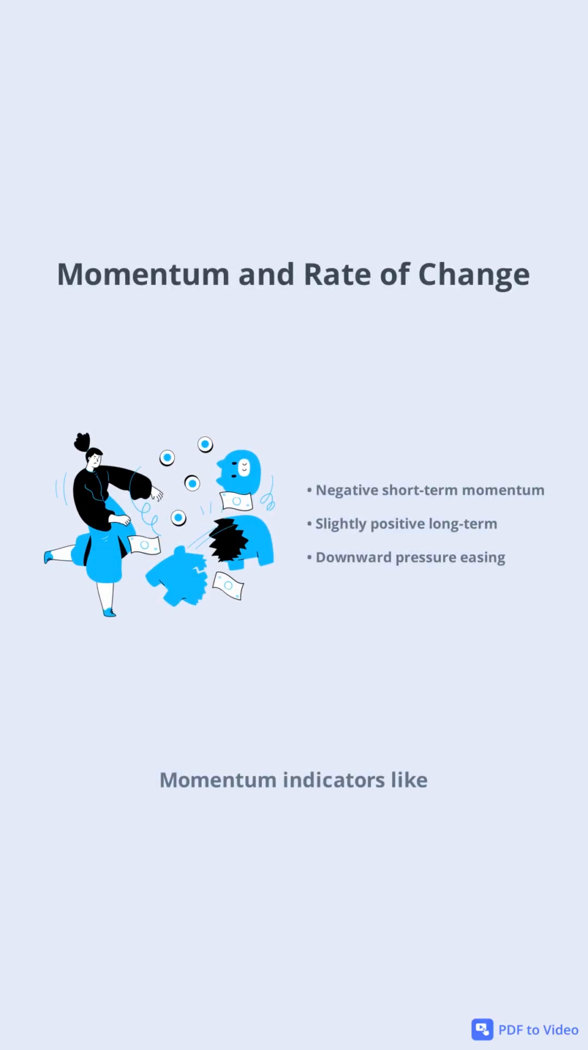Momentum indicators like Momentum 10 at minus 0.81 and ROC 14 at minus 7.65 show that SPCE has experienced negative momentum recently. The negative values reinforce the idea that the stock has been under pressure.